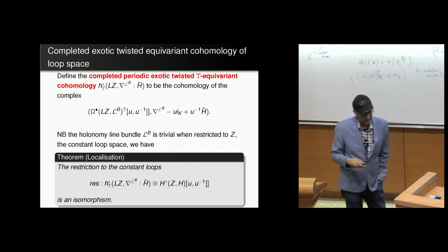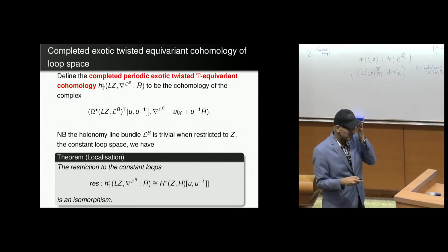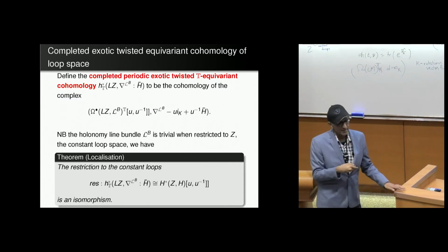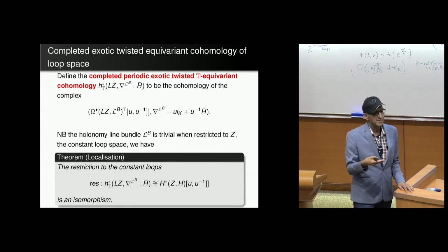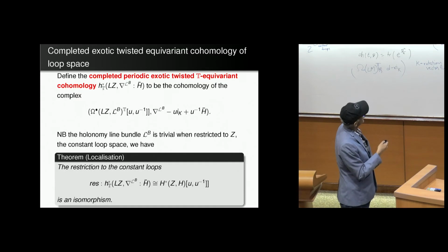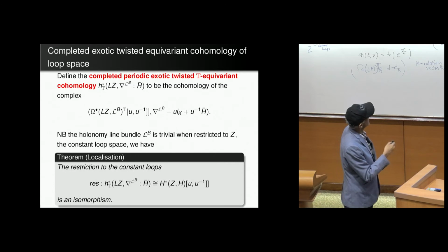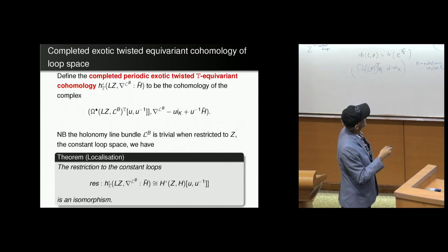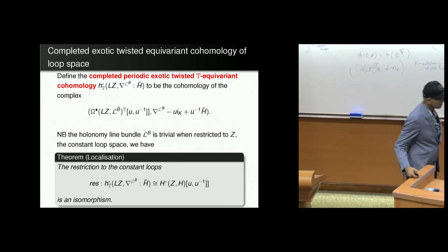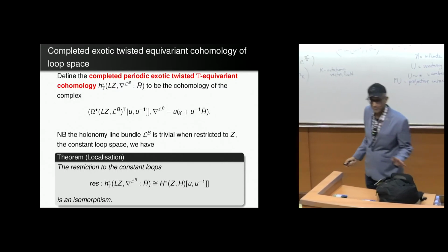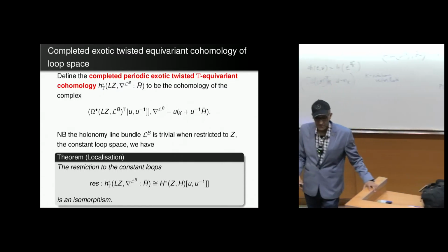So the other thing to notice, so that this isn't that shocking, is that the holonomy bundle is canonically trivial when you restrict to the constant loops. So therefore, the restriction map, it turns out, is a well-defined map from this exotic equivariant cohomology to the twisted cohomology with U inverse. Well, just because of this comment, and this is actually an isomorphism. So this is the result that takes a major portion of the paper in 2015.